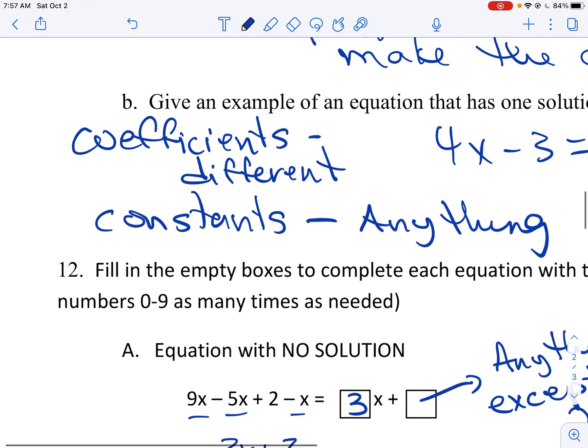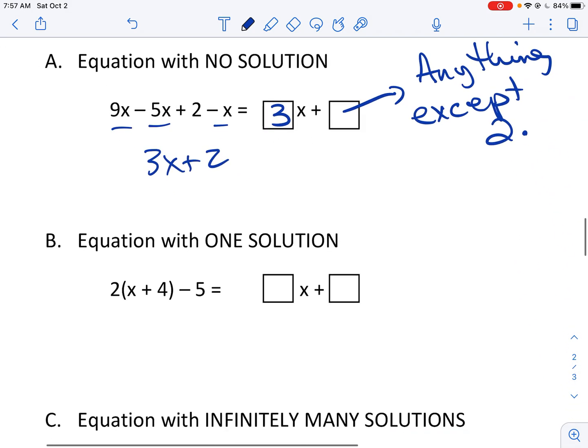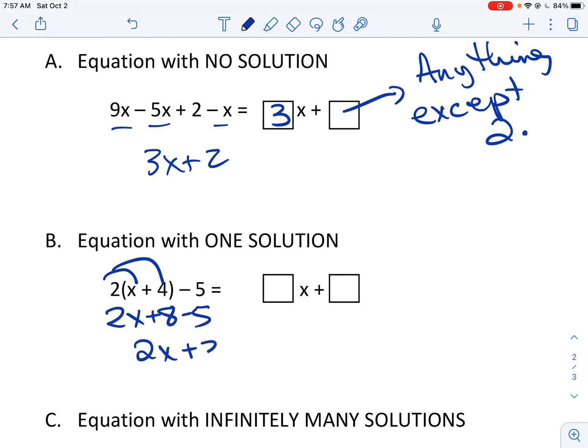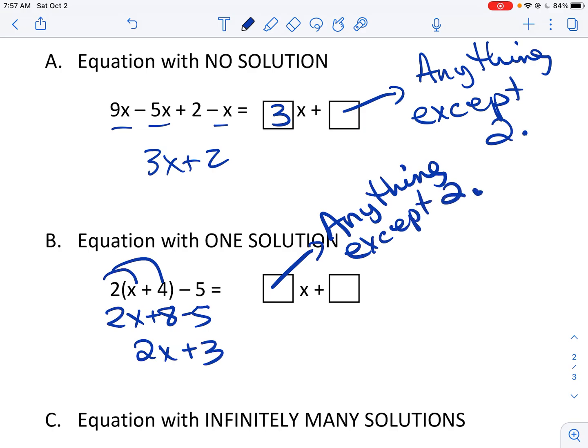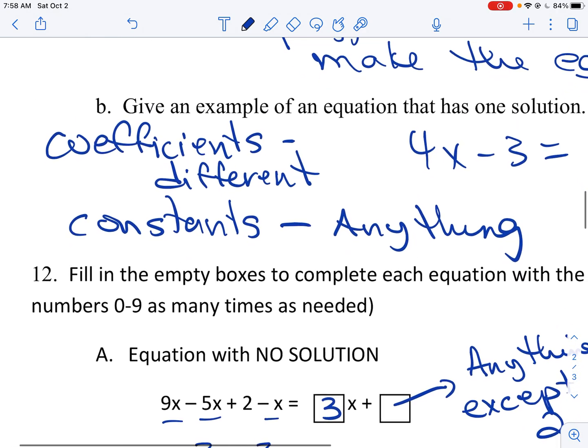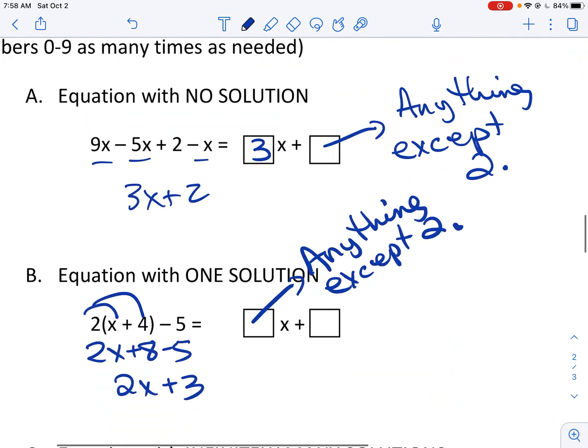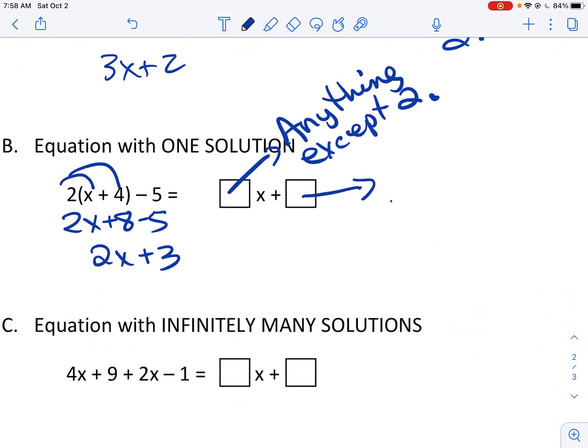One solution. One solution says coefficients are different, constants can be anything. So let's multiply this through. I get 2x plus 8 minus 5, 2x plus 3. So in order for it to be one solution, the coefficient can't be 2. So this can be anything except 2, right? Because that's what it says. Coefficients are different. The constants can be anything.